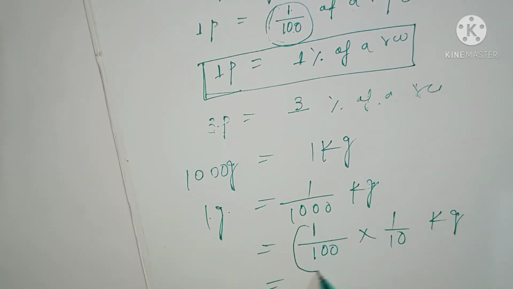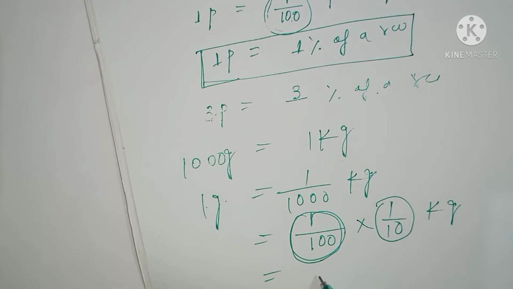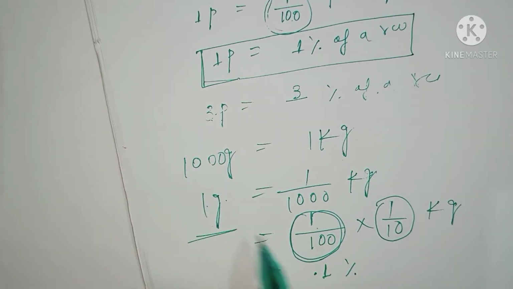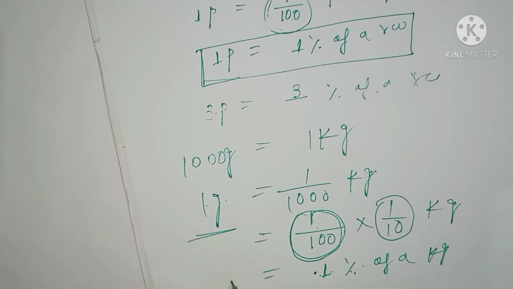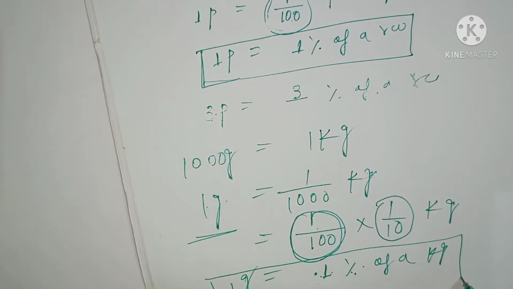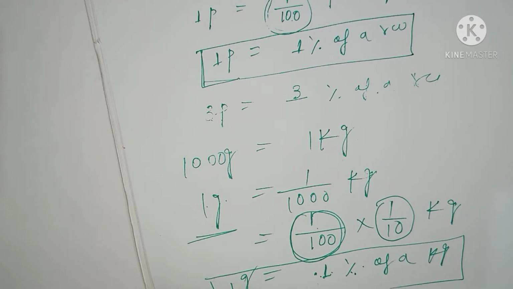See, 1 by 100 is the percentage, and 1 by 10 you can write in decimal form also, that is 0.1. For this we can write percentage. It means 1 gram is equal to 0.1%. This you can also write as 0.1% of a kg. 1 gram is equal to 0.1% of a kg.